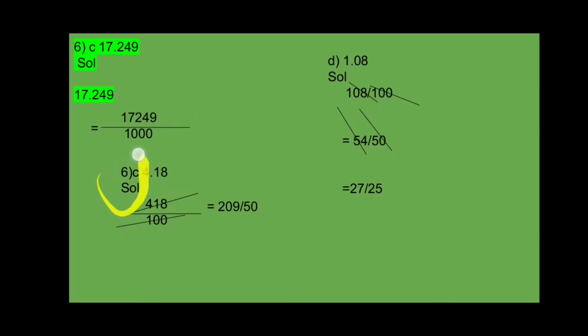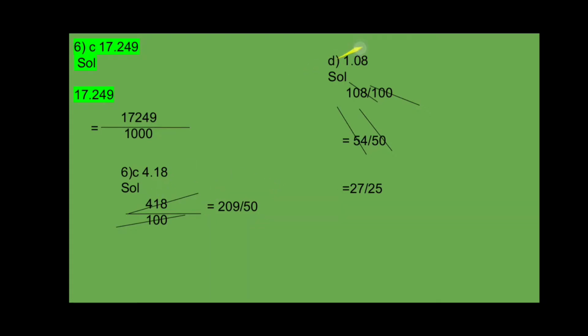This will be number 7, 7c, 418 divided by 100. In this question you have to reduce this to the lowest form. So you have to keep on dividing until you get a fraction which we cannot divide anymore. After dividing by 5 you will get this. This cannot be divided anymore, so this is the lowest form.